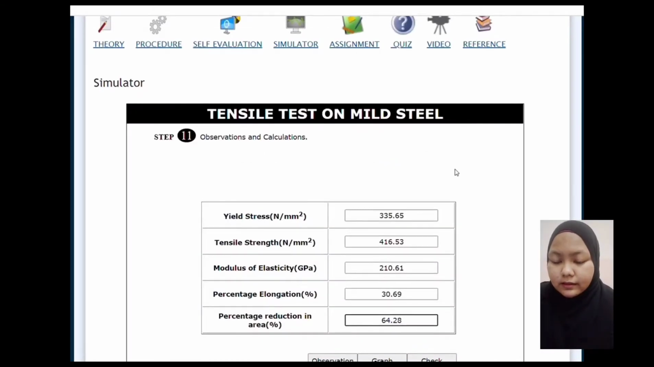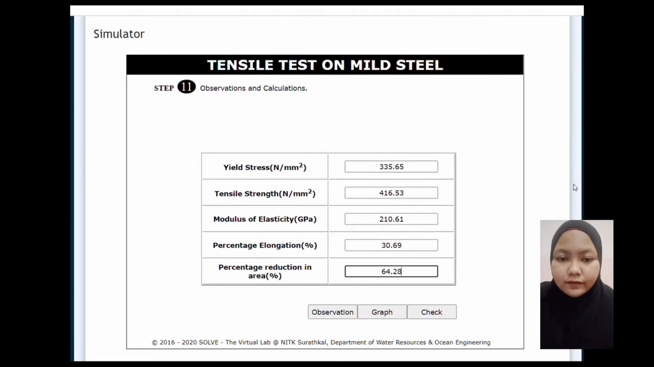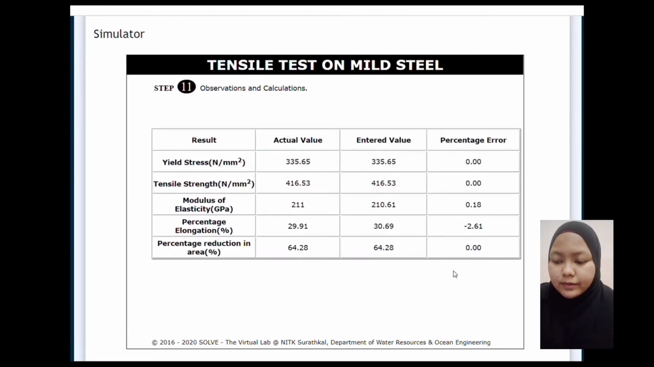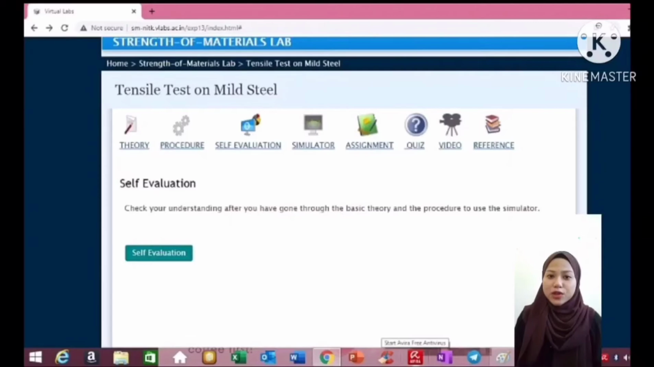Yield stress: 335.65 Newton per millimeter square. Tensile strength: 416.53 Newton per millimeter square. Modulus of elasticity: 211 GPa. Percentage elongation: 29.91%. Percentage reduction in area: 64.28%.